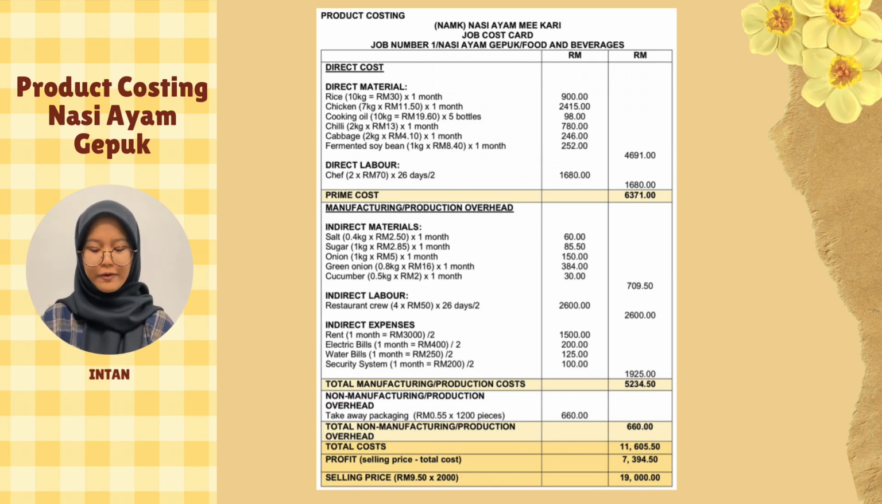For total non-manufacturing production overhead, the business only used takeaway packaging, which costs 660 ringgit. Then, we add all prime costs, total manufacturing and non-manufacturing production overhead costs, to get the total cost, which is 11,605 ringgit and 50 cents. To get the profit that the business gained, we subtract the total cost from the selling price and get a profit of 7,394 ringgit and 50 cents. And then finally, the total of the selling price is 90,000 ringgit.